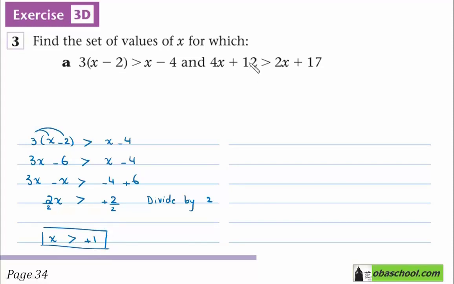As for the second inequality, we have 4x plus 12 is greater than 2x plus 17. So 4x minus 2x, because we changed the position of 2x from the right side to the left side, its sign changes from positive to negative. We do the same thing with 17 minus 12, greater than plus 17 minus 12. Again, because we changed the position of 12 from left to right, the sign changes. So it becomes 17 minus 12 equals plus 5.